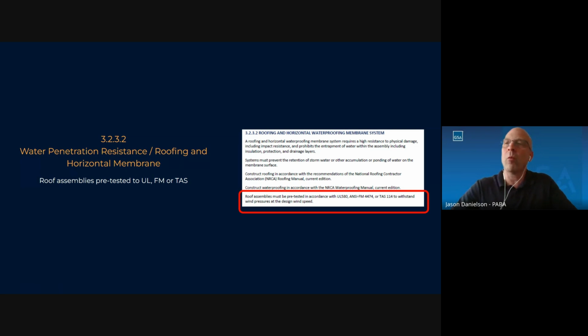3.2.3.2, water penetration resistance, roofing horizontal membrane. This has a couple of new pre-tests for roof assemblies. This is the UL 580, the ANSI FM 4474, and the TAS 114.